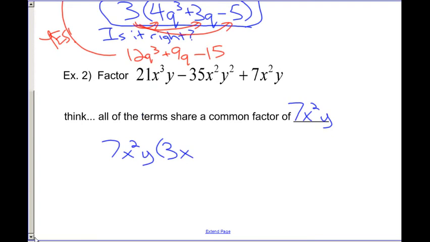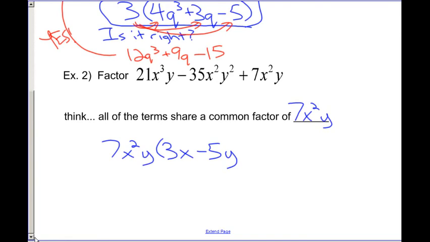Okay, the negative 35x squared y squared. I took out a factor of 7. That means I divided it by 7. So I'm left with negative 5. Negative 35 divided by 7 is negative 5. I took out the whole x squared, so there's nothing left there. And I took out one of the y's, so I'm left with one of the y's.